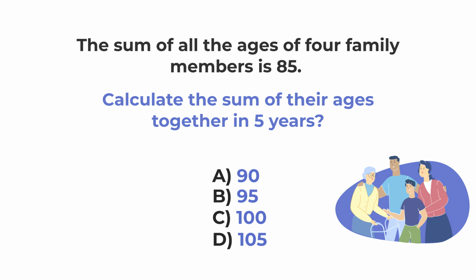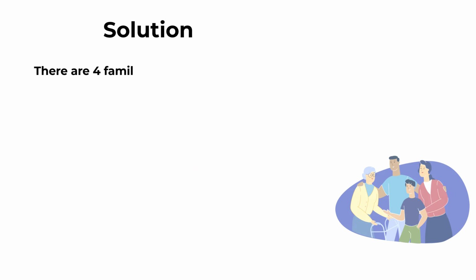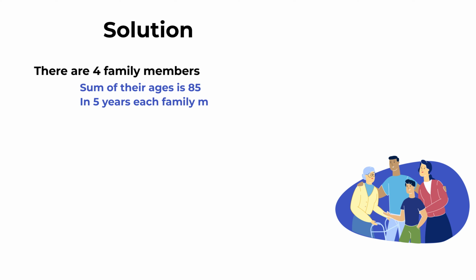What's interesting about this problem is that it is simpler than you think. So the key here is not to overthink the problem. There are four family members, and the sum of their ages is 85. And in 5 years, each family member will be 5 years older.